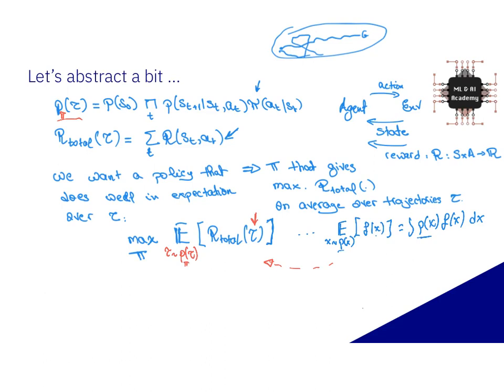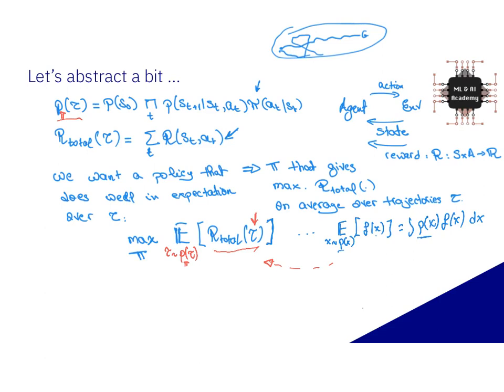And I can therefore write this as max of the expectation over trajectory sampled from P pi of tau, of R total. So what this equation is trying to say is, give me the best policy that on average over trajectories tries to maximize the total reward of these trajectories. And that is the definition of a reinforcement learning problem. And that is you want to try to maximize the total reward on average over trajectories.